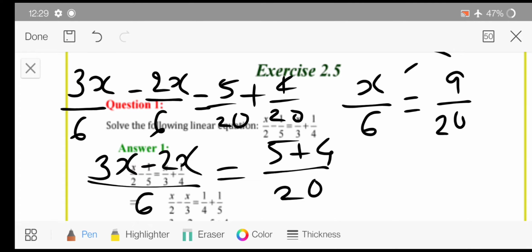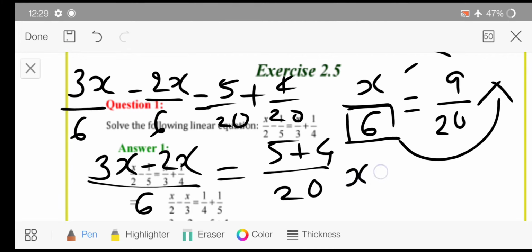So with x, the 6 is in the denominator. If you transpose, then it will be in the numerator. So x is equal to 9 upon 20 will remain as it is here, and this 6 will be in multiplication. Now you can solve this. How can you? You can reduce it.